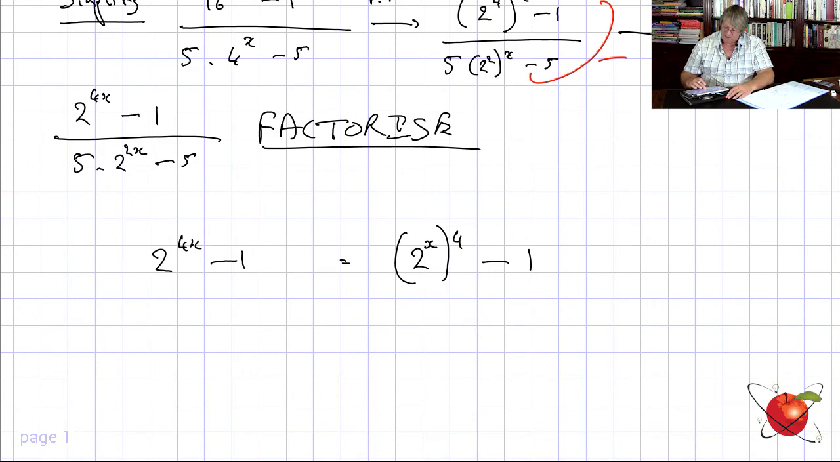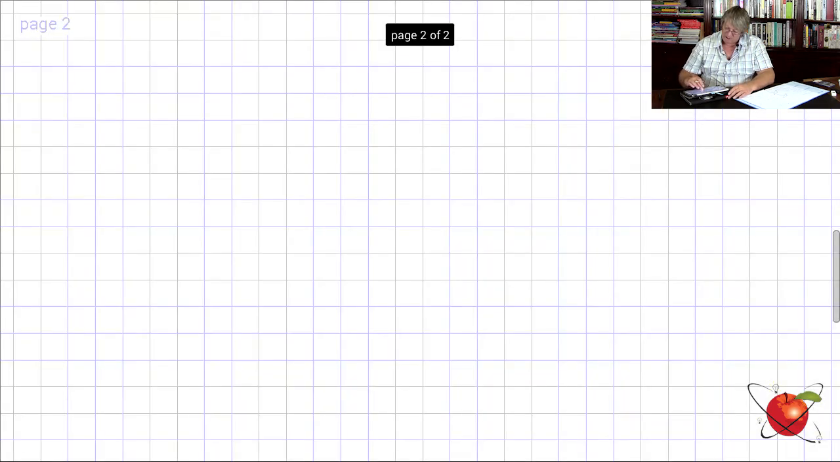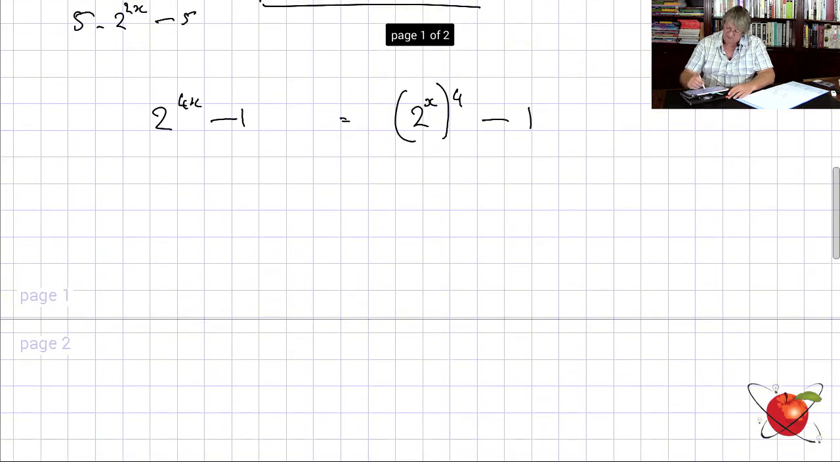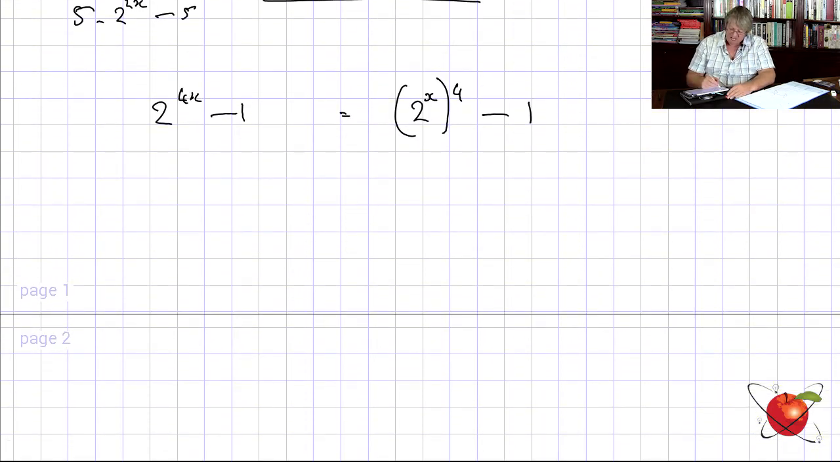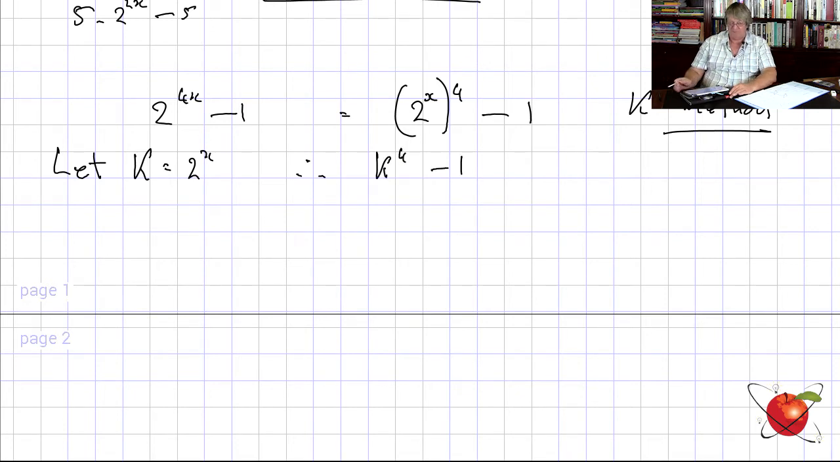Now, this is slightly advanced, okay? But let's just look at it here, because this might explain. I'm not sure what to do with this, but let me show you a technique. Let k, it's called the k method, all right? It's actually a mathematical technique called the k method. Let k be equal to 2 to the x. Therefore, that becomes k to the 4th minus 1.